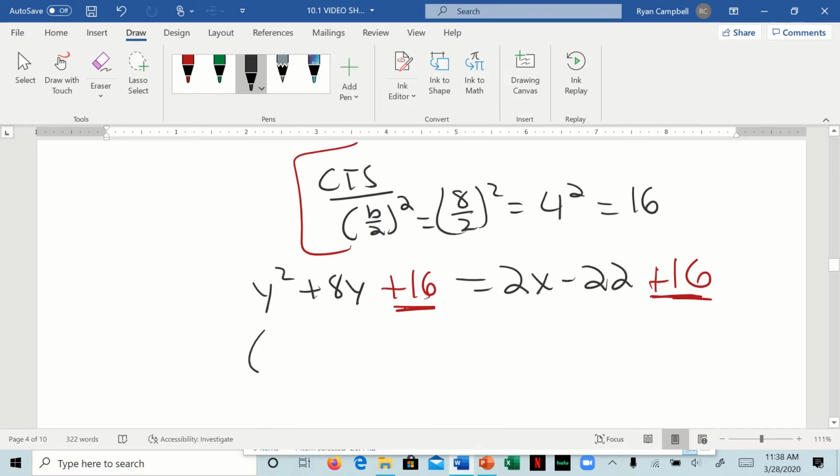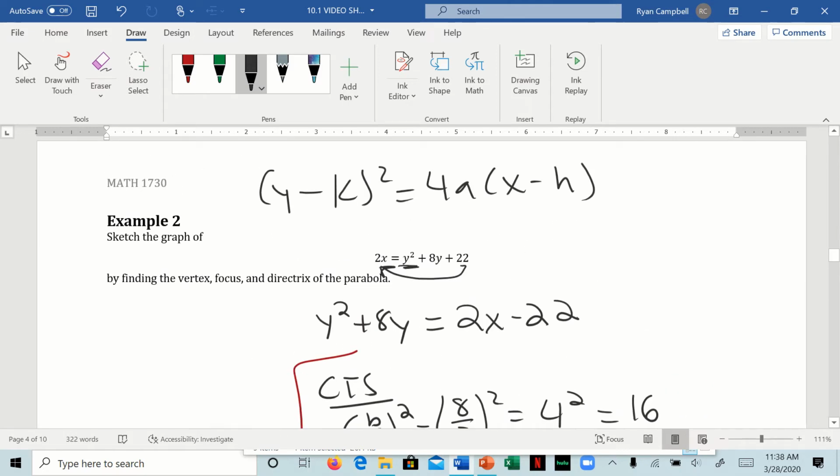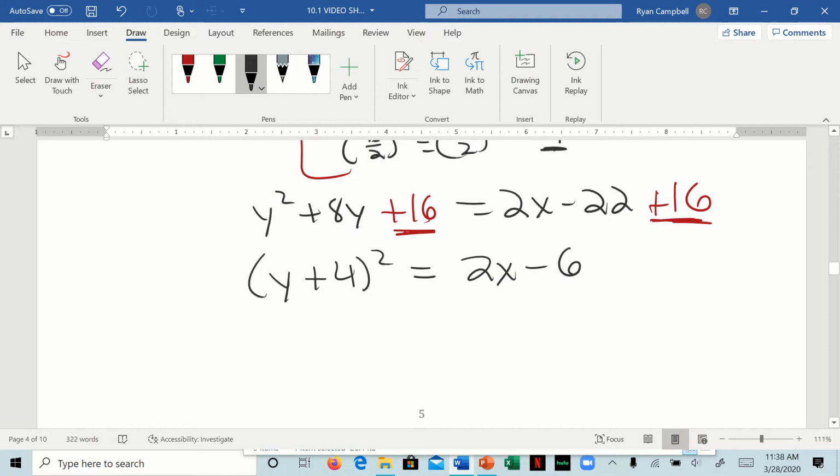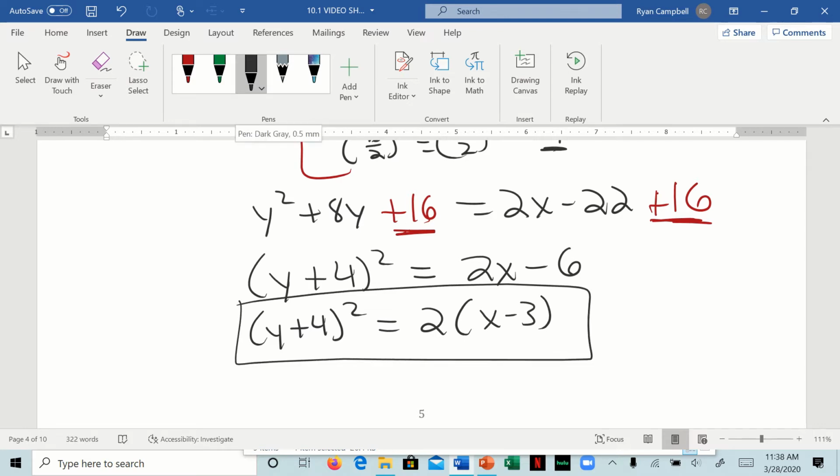So factoring one side, we see that this is just going to be y plus 4, right? That's where we get that. If we factored this out, we get y plus 4. On the other side, we get 2x minus 6. So this is almost in the form, right? The only thing is that we're supposed to have nothing in front of the x. We need to factor out anything that's in front of the x. So to factor it out, we get 2 times x minus 3. So this is the form that we need.